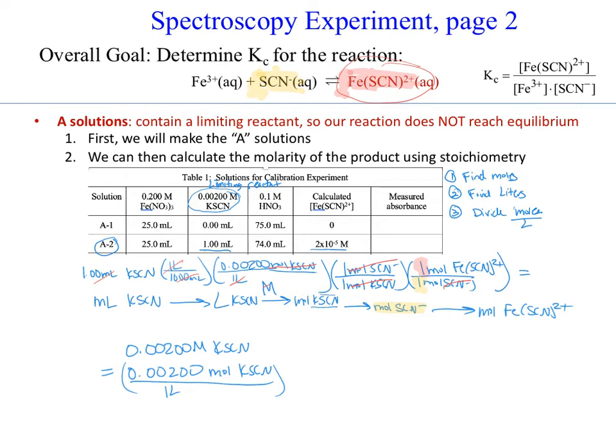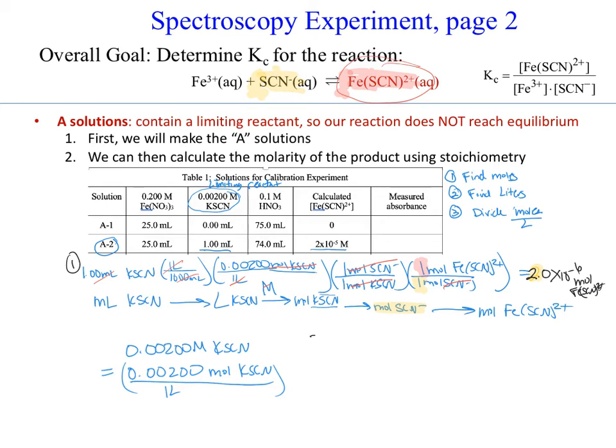So let's put this into the calculator. On the calculator, 1 divided by 1,000 times 0.002, enter. And I can see I have 2.0 times 10 to the negative 6 moles of my product, FeSCN2+. So that's step 1, find moles.